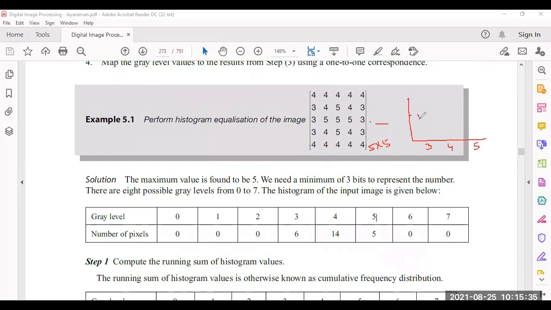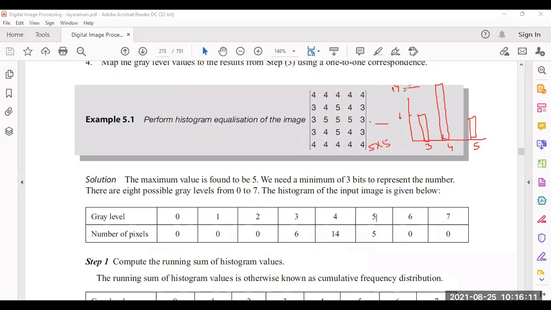Now 3 is appearing 6 times. Similarly, how many times does 4 appear? 1, 2, 3, 4, 5, 6, 7, 8, 9, 10, 11, 12, 13, 14. Now 4 is appearing 14 times. It will be somewhere like this. So 4 is appearing 14 times, and 3 is appearing 6 times. Now how many times does 5 appear? 1, 2, 3, 4, 5 times. Now 5 is appearing 5 times.